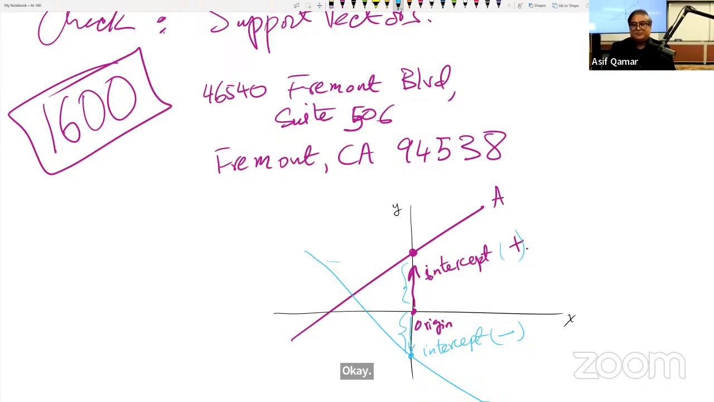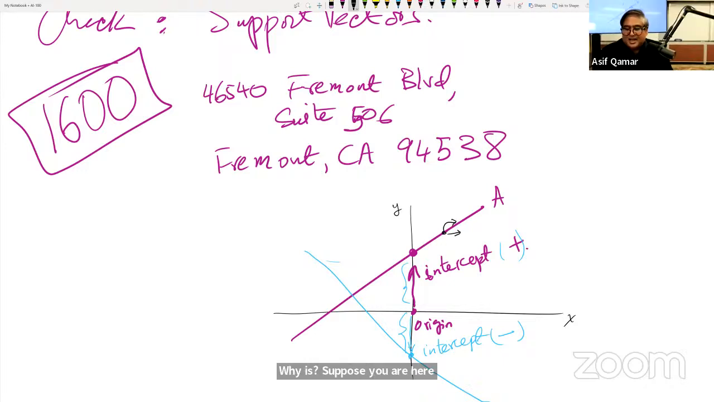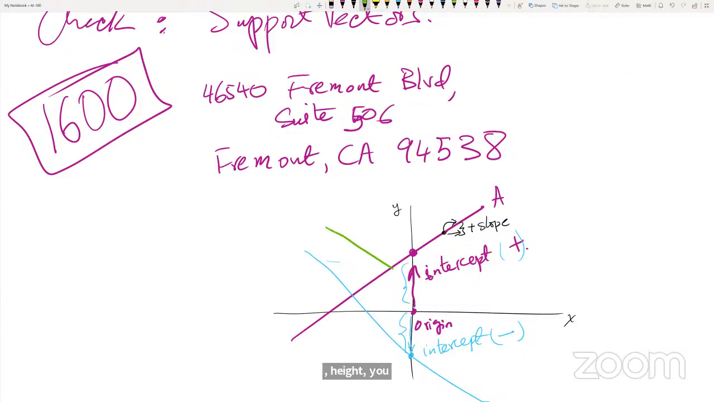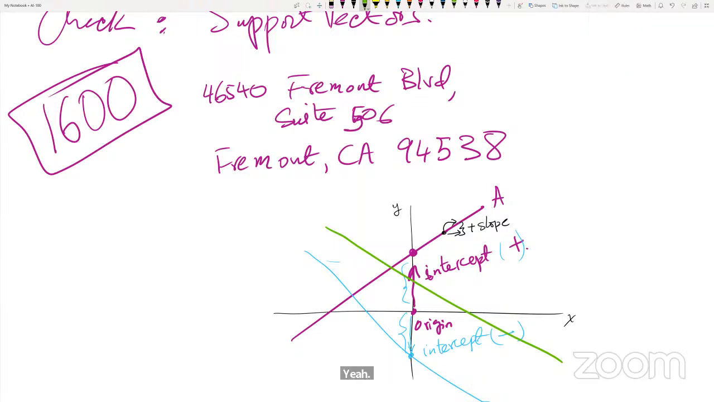For A, suppose you are here. Y is increasing. If you go in this direction, you gain height. So the slope is positive. For this one, the slope is negative. And then suppose I take a green line, say this line. Here the intercept is positive, but the slope is still negative. Understood. Now it's all clear. Thank you. You're welcome.